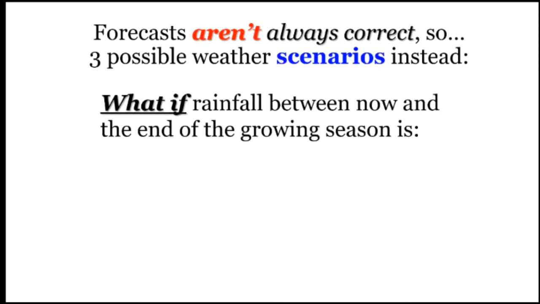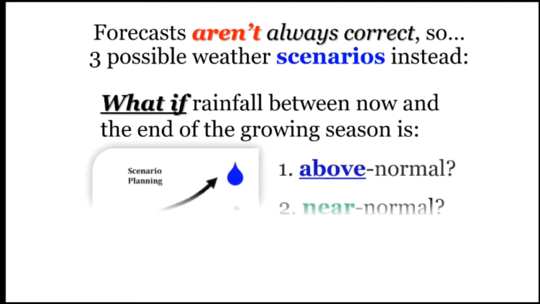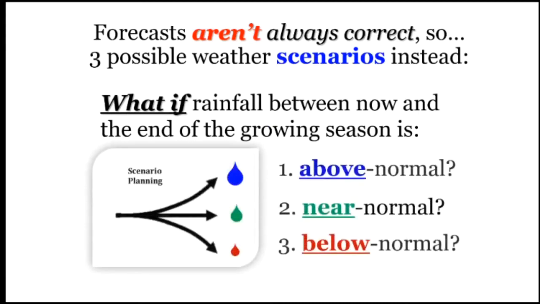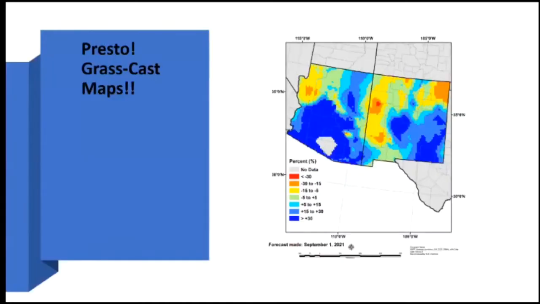What if rainfall between now and the end of the growing season is above normal? What if it's near normal? What if rainfall is below normal? How much production might we expect in each of those 3 conditions? And presto, we have GrassCast maps.